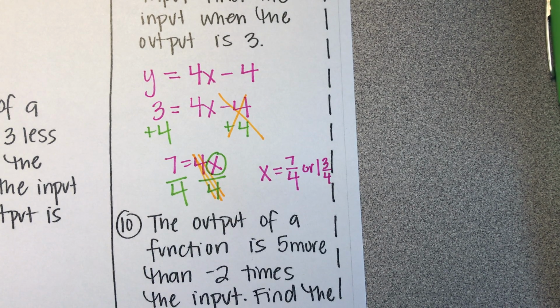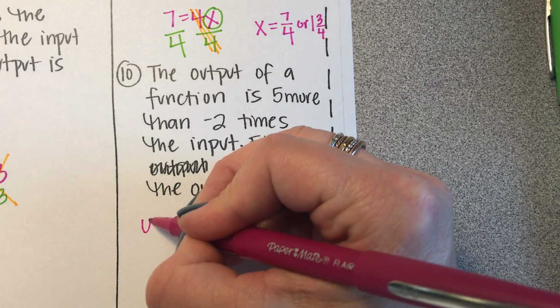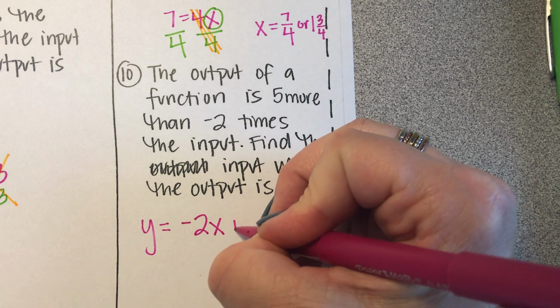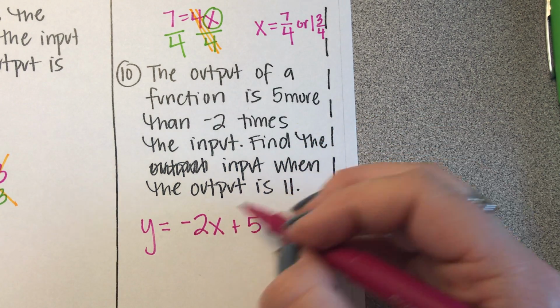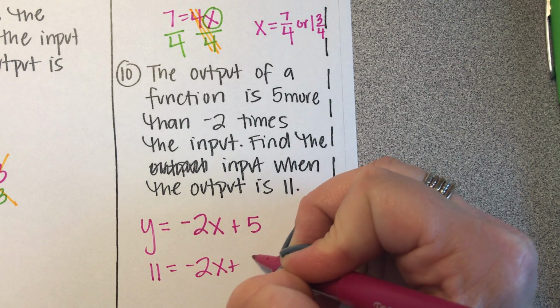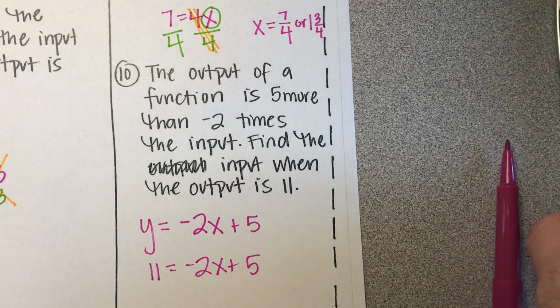Okay, and then the last part right down here. Why don't you go ahead and try it and then come back and check. So it says the output of a function is 5 more than negative 2 times the input. Find the input when the output is 11. Okay, so y equals negative 2x plus 5, but it's telling me the output is 11. So 11 equals negative 2x plus 5.